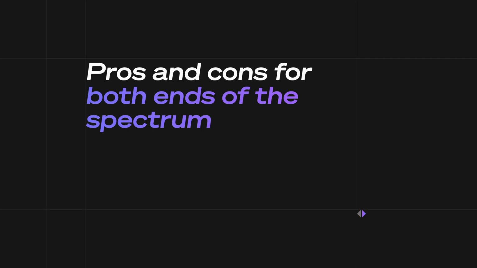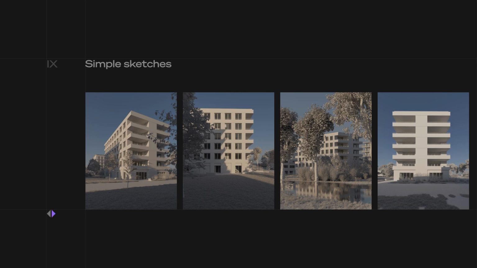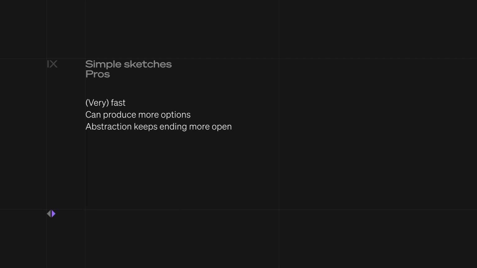Let's take both ends of the spectrum and weigh the pros and cons. Here are some examples of what I would call simple sketches, clay renderings of a model that is already decently detailed. You have some vegetation, proper light, etc. In terms of pros, first important pro is that it's very fast to produce, which is nice for you. You can also produce more options because they don't need to be too refined. Also, the abstraction keeps imagination more open for the evolution of the image in the subsequent rounds.